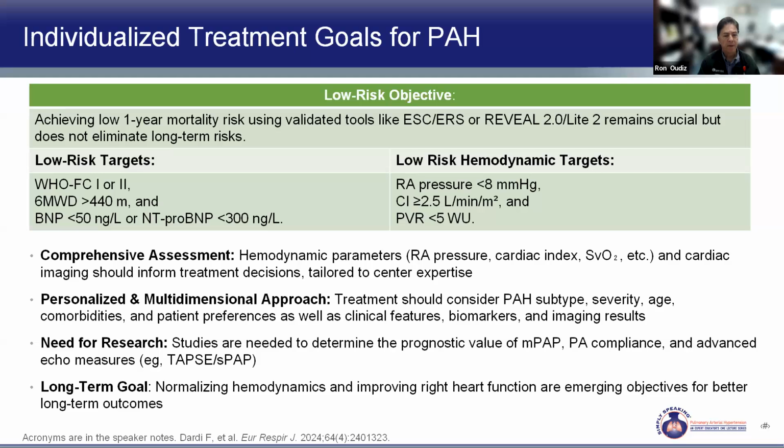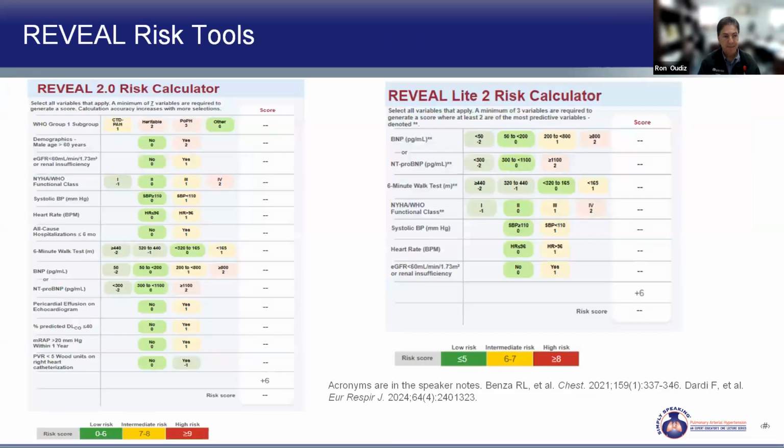So the treatment goals really should be to get the patient to low risk. And however you want to define that low risk, again, we talk about different ways to assess them. We're getting more towards personalization and trying to look at PAH subtype, what kind of group 1 PAH they have, looking at how severe it is, but also their comorbidities, as well as some patient preferences. And one of our cases has some psychosocial challenges that we're going to cover later on in the talk.